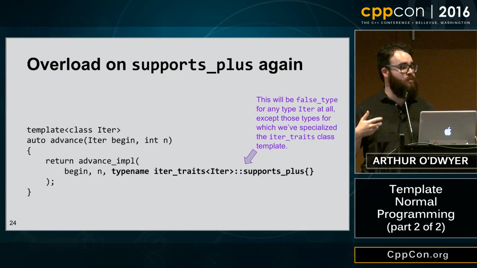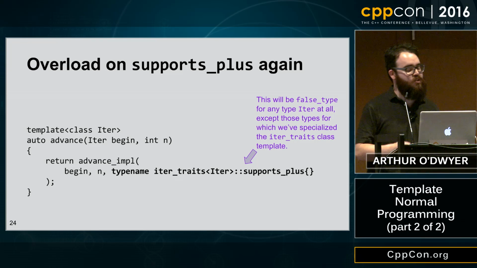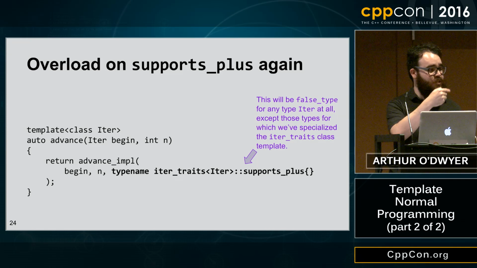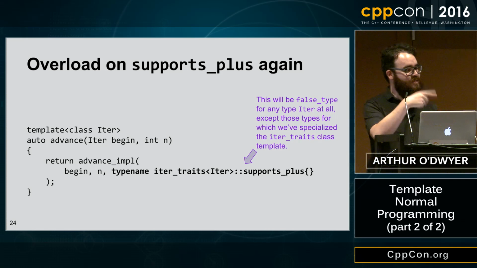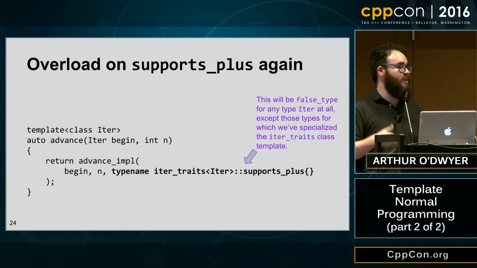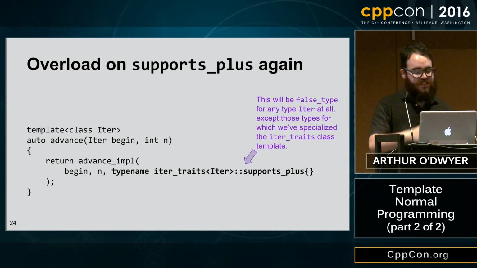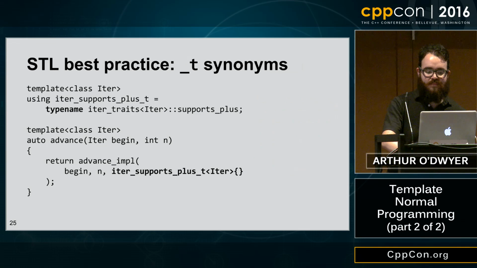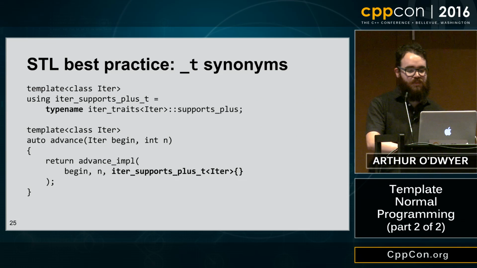I will make a new variable of type true type. I will pass that as the third argument to advance_impl. Function overloading will say, you must want the one that takes the third argument of type true type, and it will do the fast random access implementation. If it's not one of those, it will instantiate the primary template, create a variable of type false type, pass that to the one whose third argument is false type. Yeah. Cool. STL best practices.